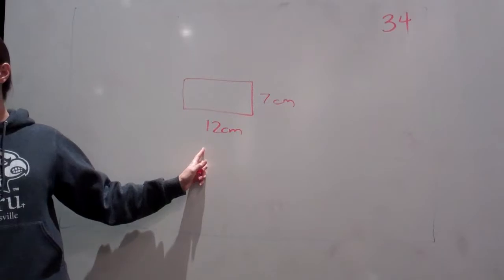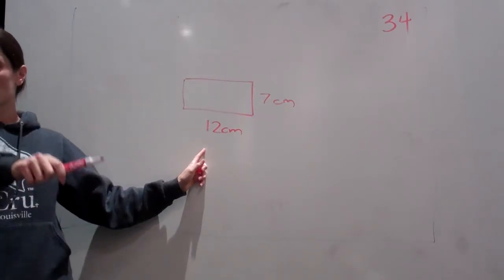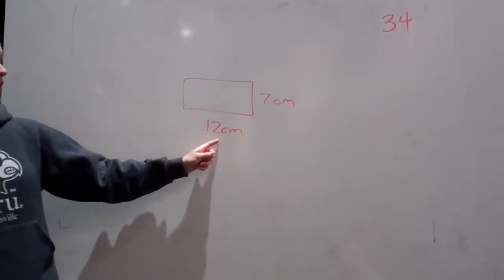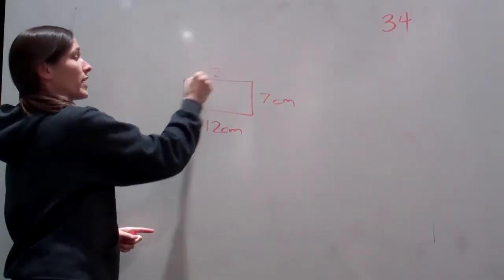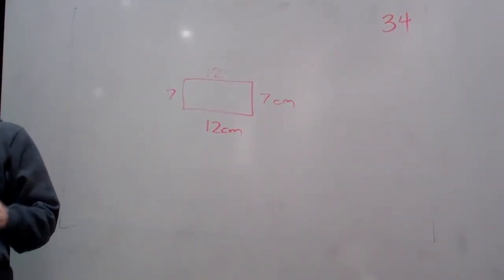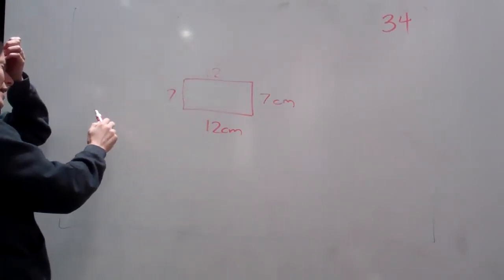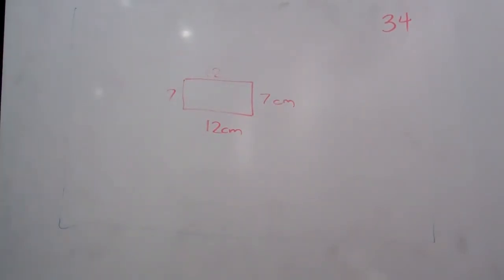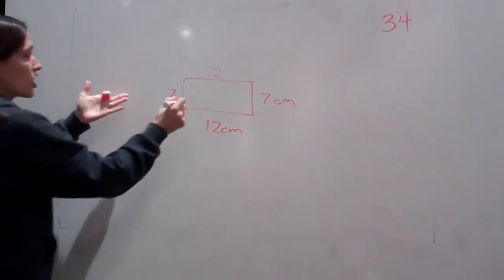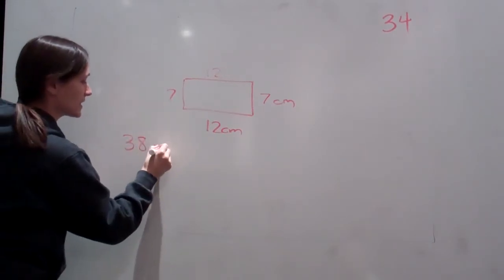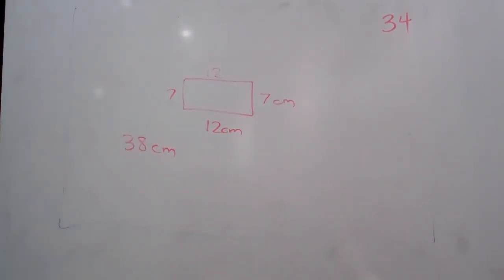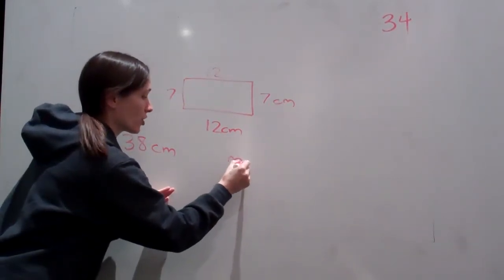Perimeter means the distance around. So 12 plus 7 plus 12 plus 7. 12 and 12 is 24. And 14 is 38. So the total for this is 38 centimeters. Now listen to me. What are they wanting us to convert it into? Meters. Okay? 1 meter.